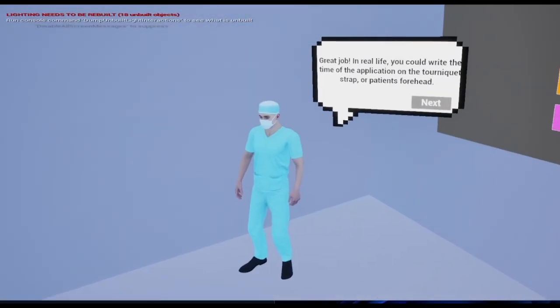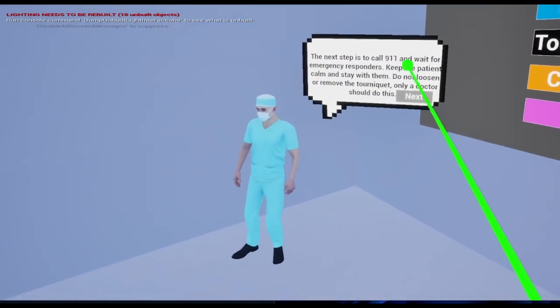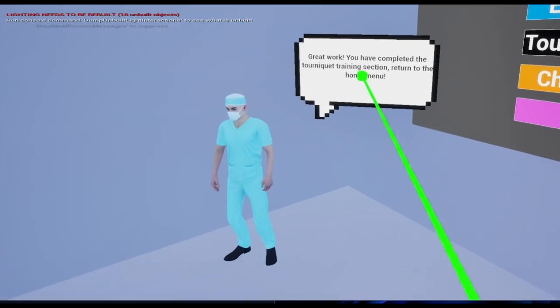Great job. In real life, you could write the time of the application on the tourniquet strap. The next step is to call 911 and wait. Great work. You have completed the tourniquet training.